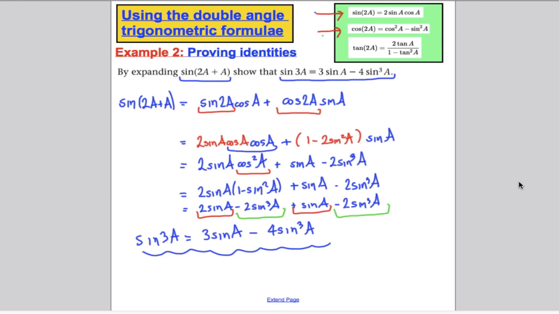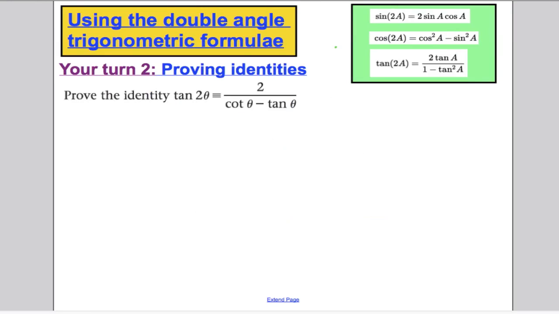Okay, time for you to try one yourself. I've given you an identity with tans in it. Have a go at this, pause the video, check your answer in 10 seconds.